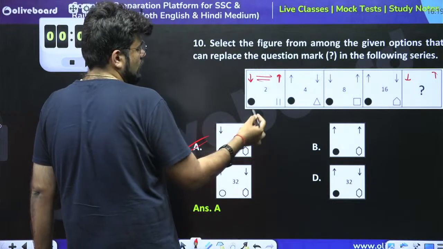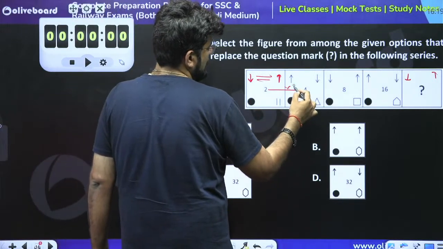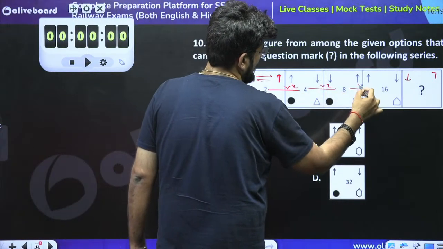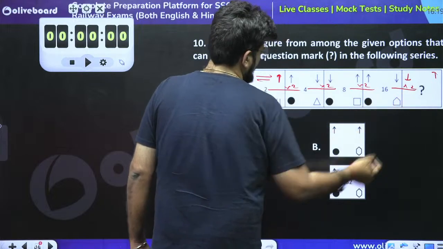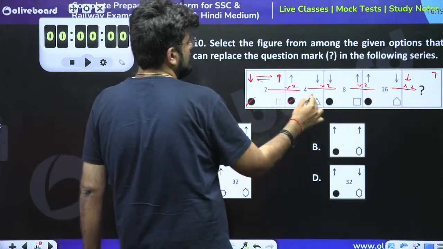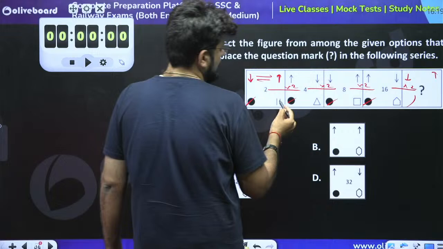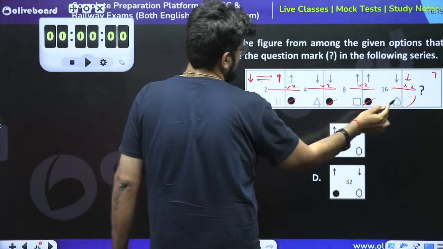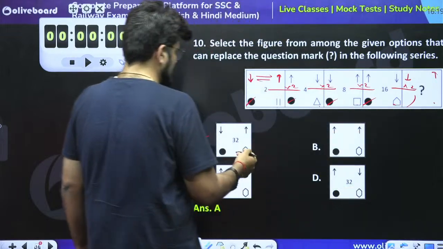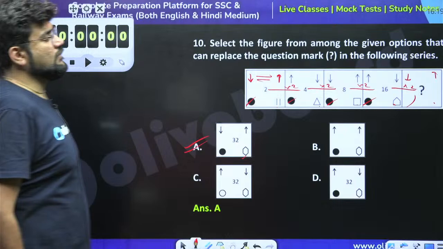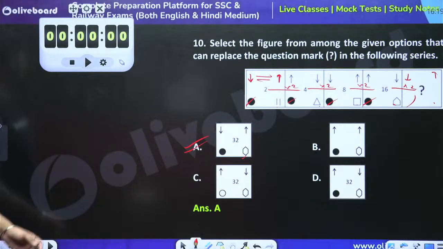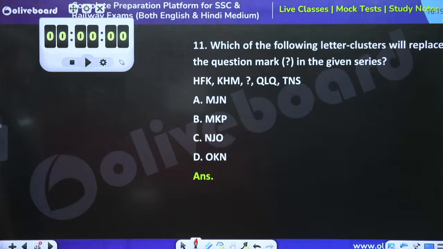What was the logic? This is being multiplied by 2. So we'll get 32. This circle is the same. And here 2 lines, 3, 4, 5, 6 line figure polygon, that is hexagon. This is the complete logic, but we can isolate only from one element in our examination. Next.